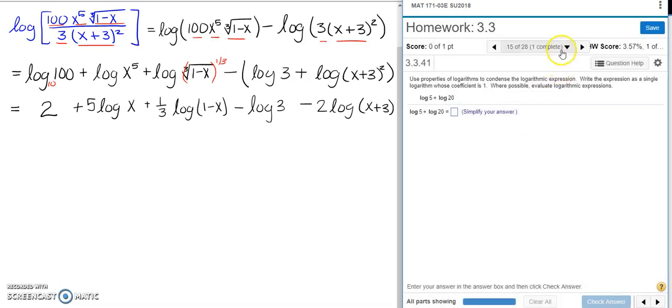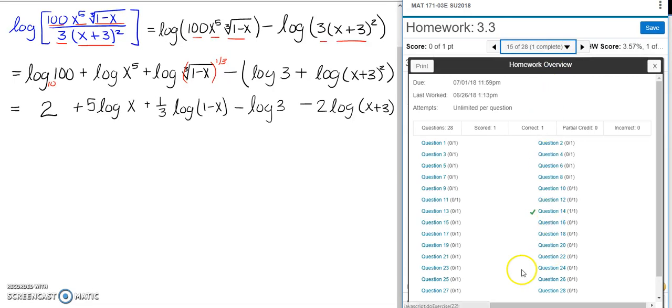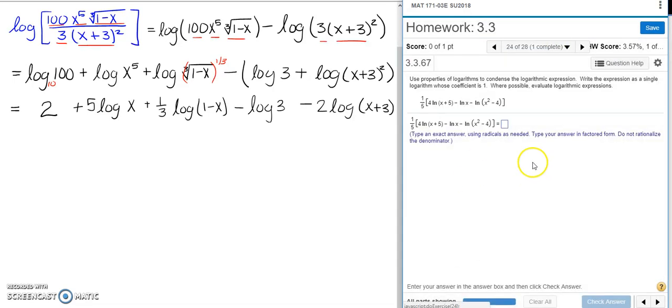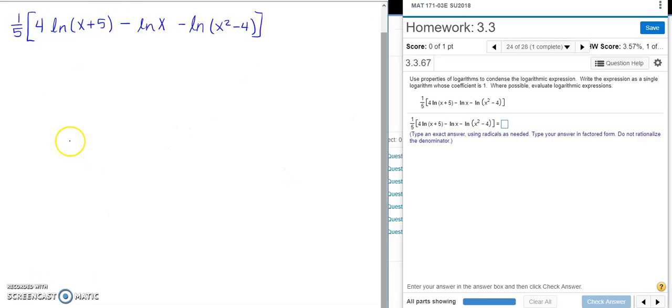I want to do a condensing problem. So we're going to jump to problem 24. So this is a condensing problem. If you give me 1 second, I'm going to write the new problem up. Okay, so I have this problem written down. Hopefully I wrote it correctly.